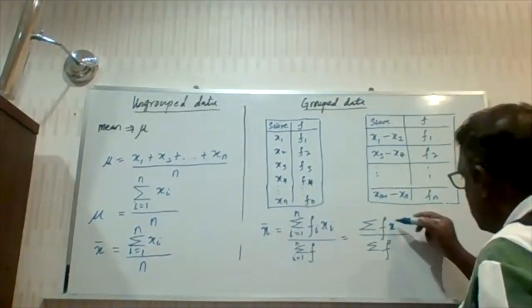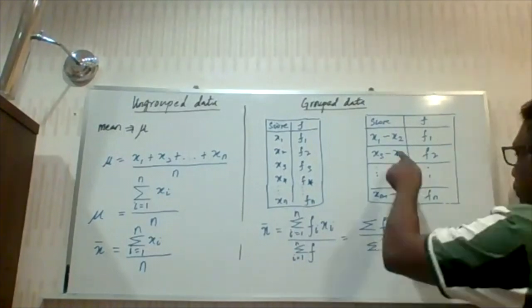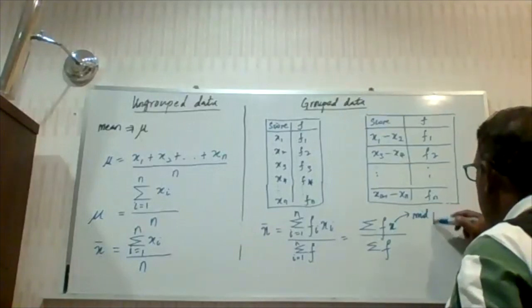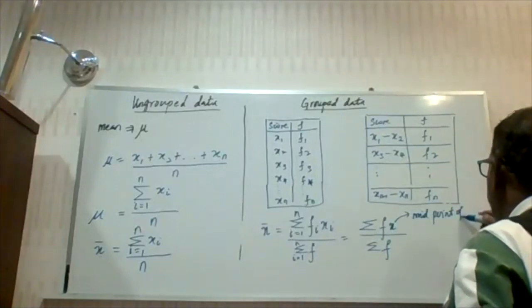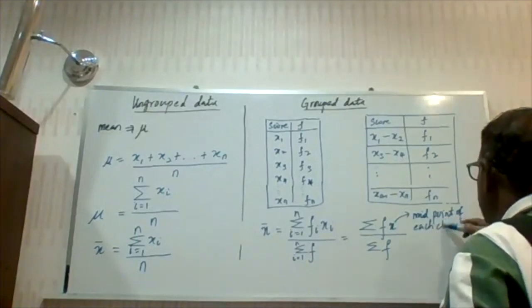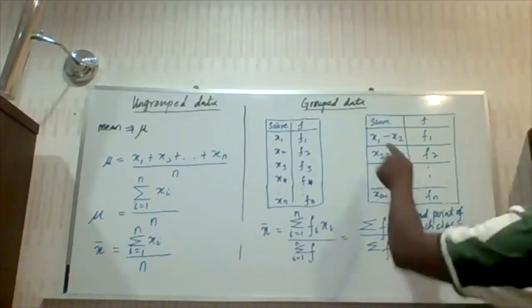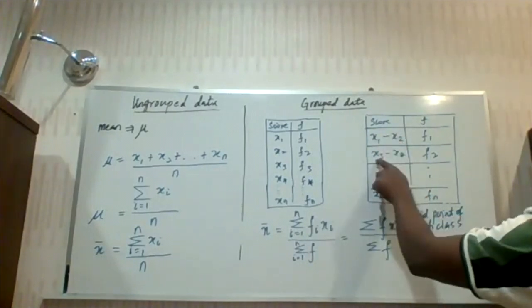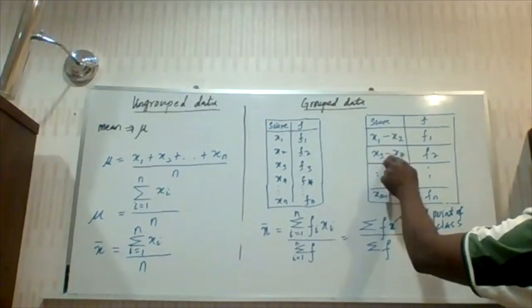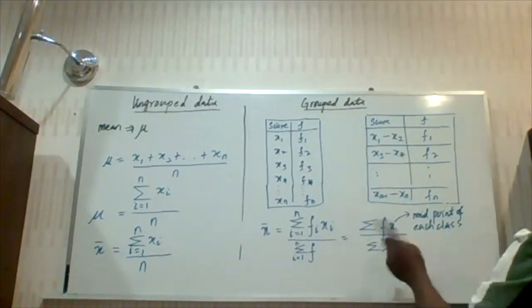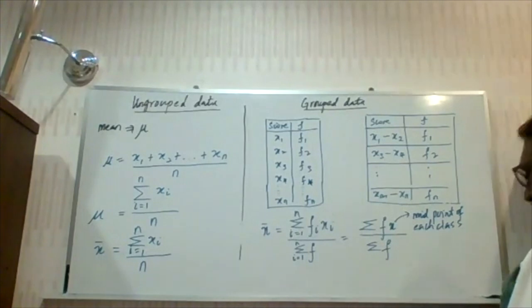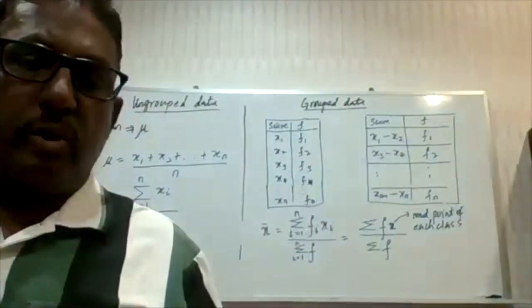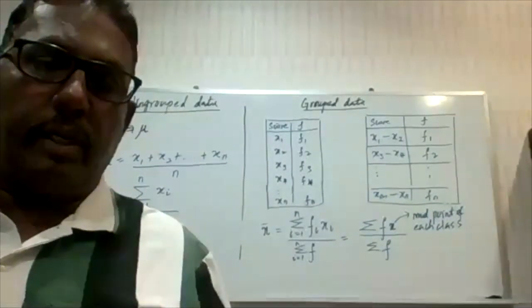Now the question is about this x. For a class interval, this x is the midpoint of each class. That means for x1, x2, you add up and divide by 2 to get the midpoint. For x3, x4, add up, divide by 2, get the midpoint. That is what you enter. The rest will be the same. That is what you must remember. This is if you are given a class interval. So first you have to know your subject matter well.